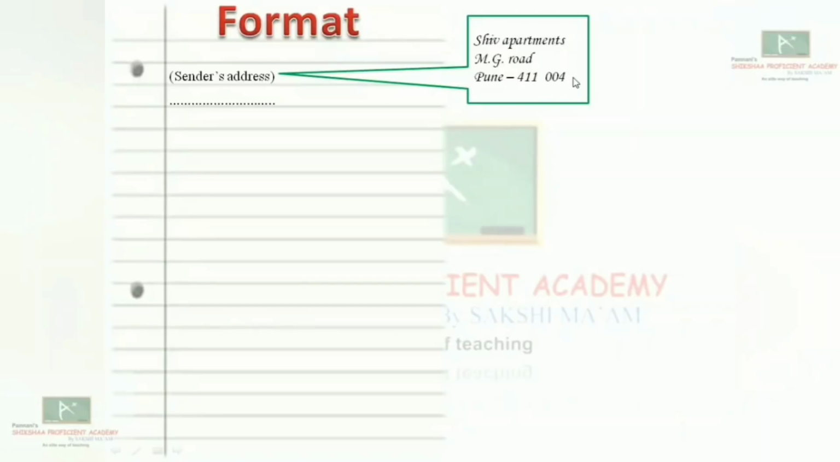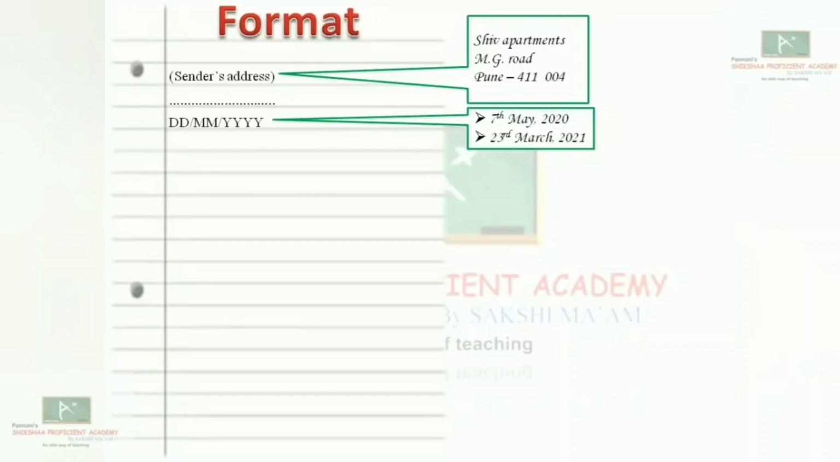Below the address, we write the date in date, month, and year format. For example, 7th May 2020, 23rd March 2021. I have put a comma after the month. And see, I have written the entire name, the entire spelling of the month, and not just 05 or 03.